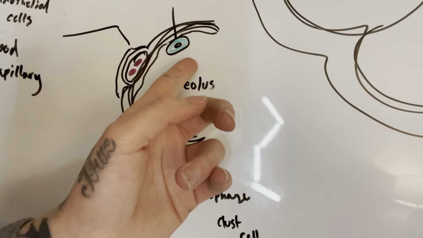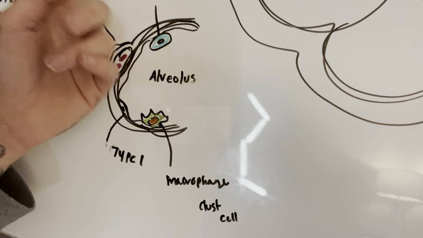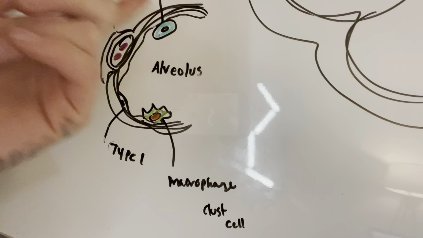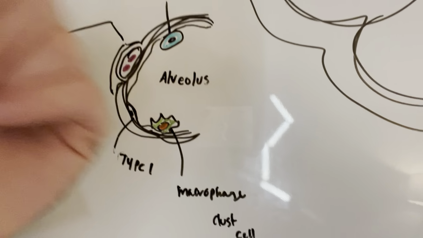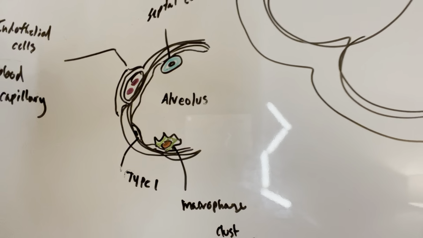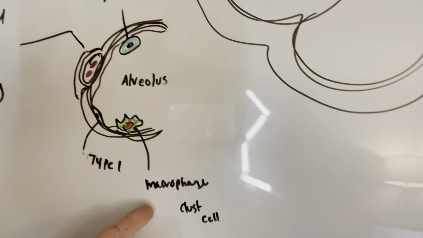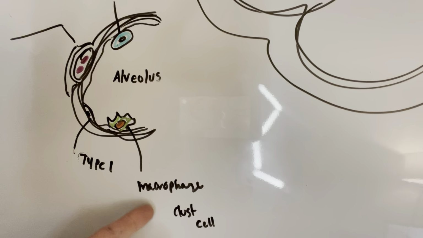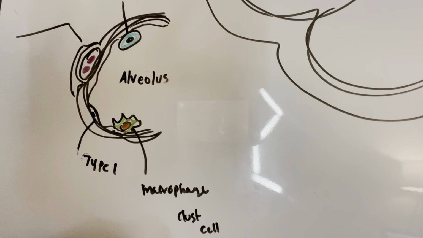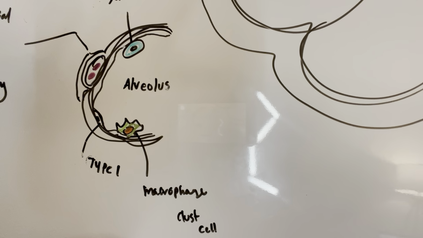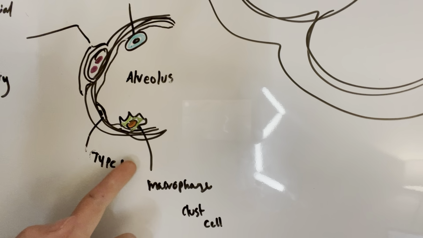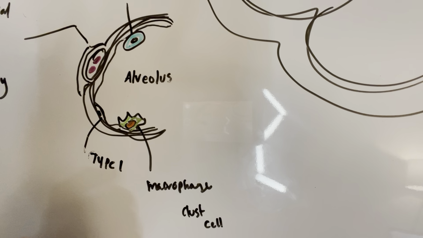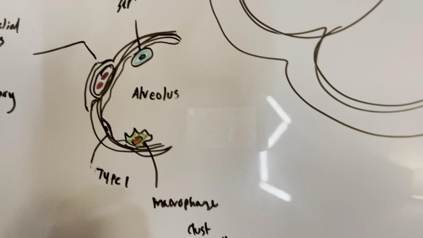Right here is our septal cell. It's our type 2 alveolar cell, septal cell. It's going to secrete surfactant. And this is our macrophage down here. This is our dust cell. Anything that doesn't get caught in the mucosal layer of the trachea and kicked out, this macrophage will get rid of for us.